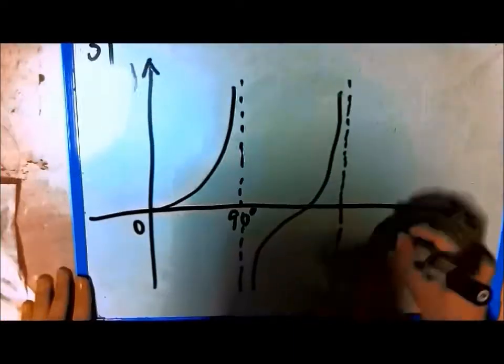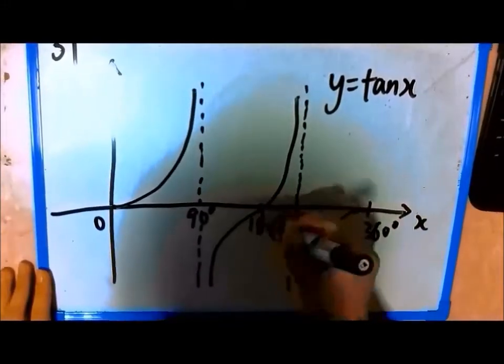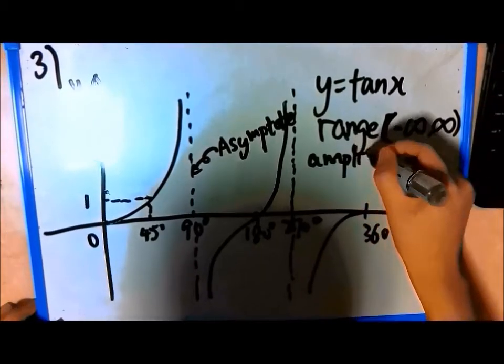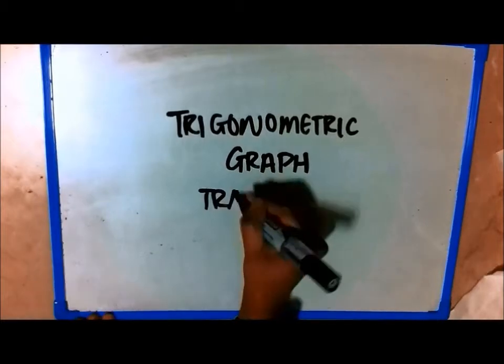Next, it is the y equals tan x graph. This is slightly different, where there is no maximum and minimum value, thus the range is -infinity to infinity. The curve approaches the lines at 90 and 270 degrees, called asymptotes, but never touches them. The period is 180 degrees, where the amplitude is infinity.